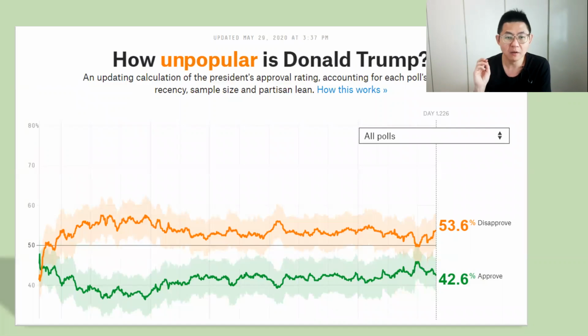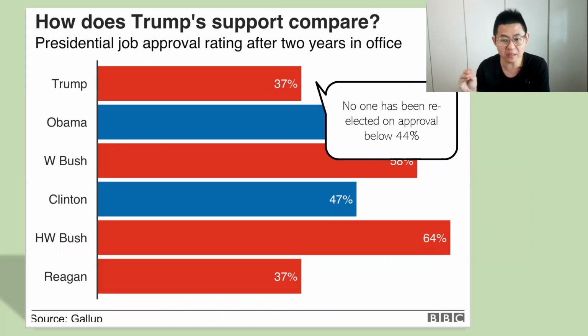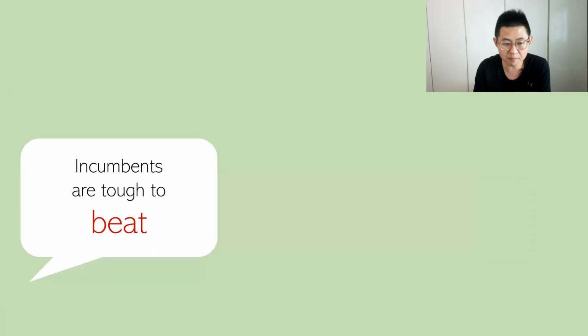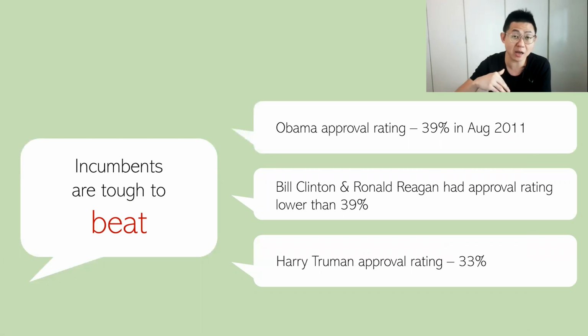Now, Donald Trump is definitely unpopular at the moment. Based on the popularity index, no one has ever been re-elected if the approval is below 44. That's what they are saying. But if you look at it, all the incumbents normally have a very high chance of winning. So this is just to tell you, incumbents are hard to beat.